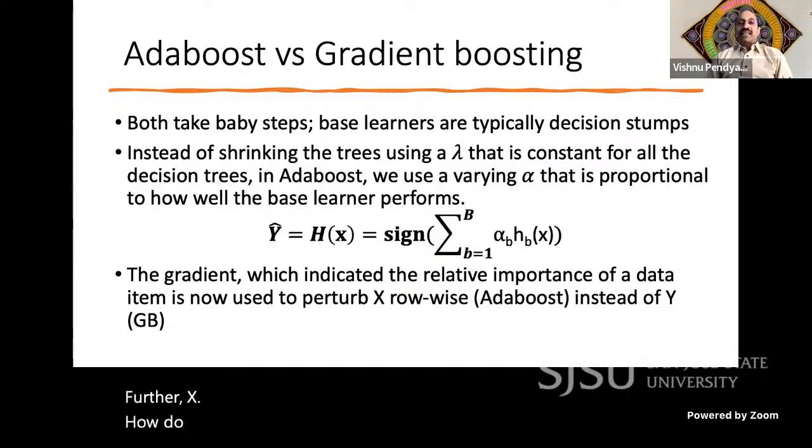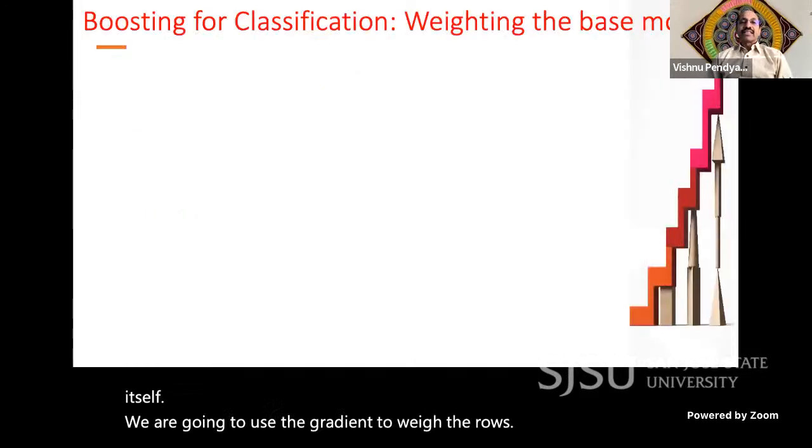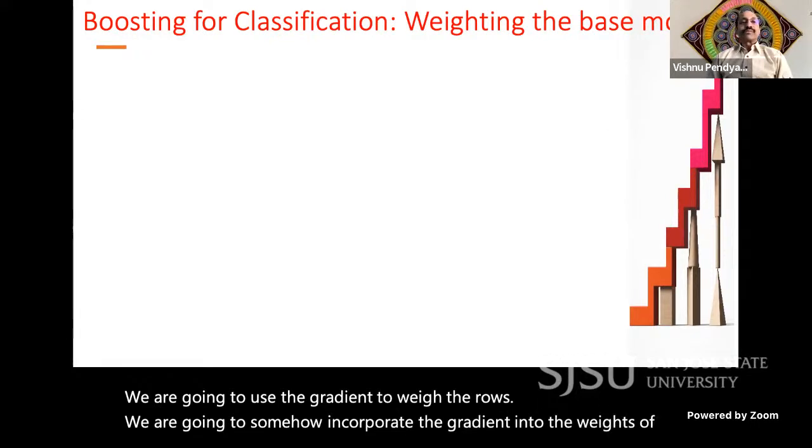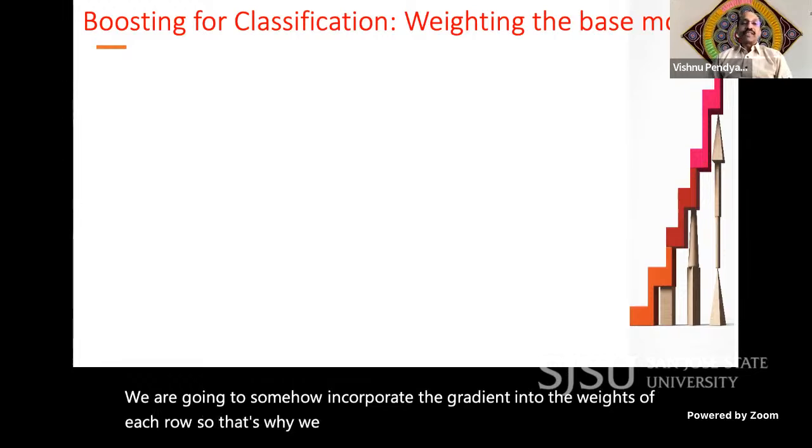How do we do that? Any guesses? Actually, I gave the answer at the beginning itself. We are going to use the gradient to weigh the rows, right? We are going to somehow incorporate the gradient into the weights of each row. So that's how we are going to perturb X.